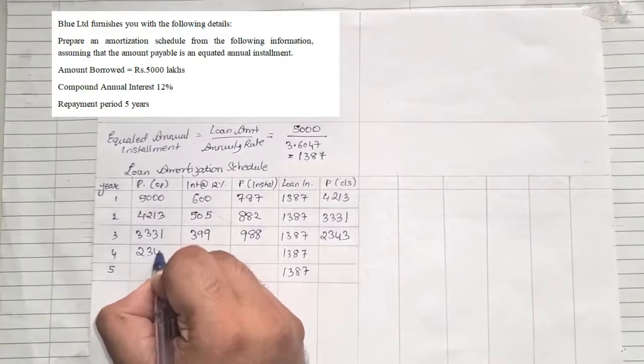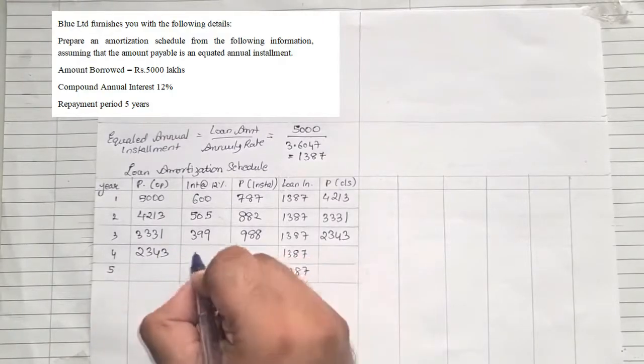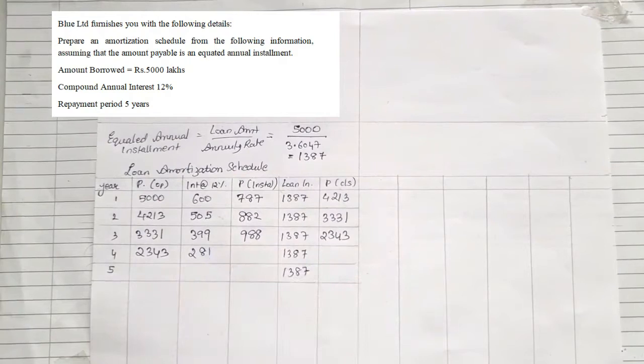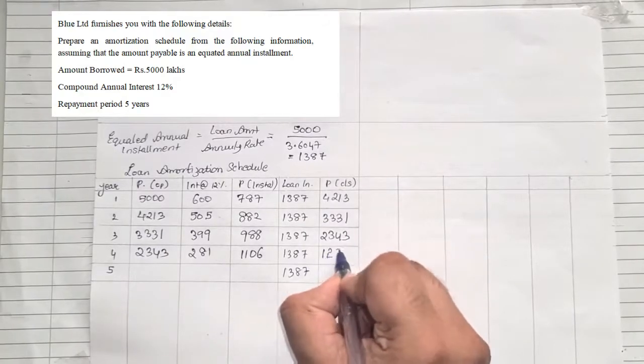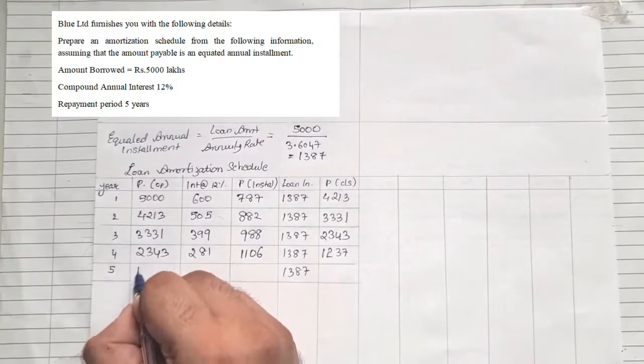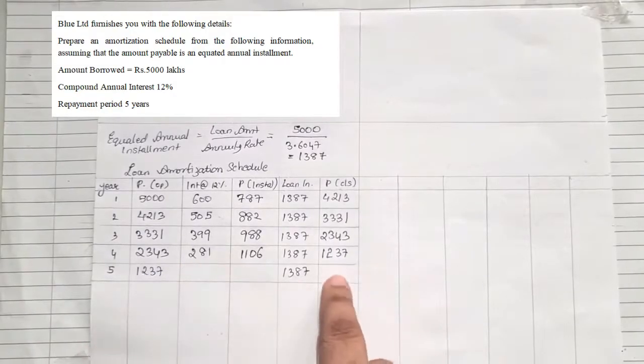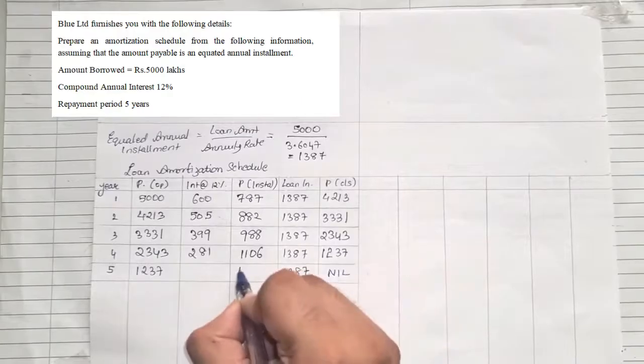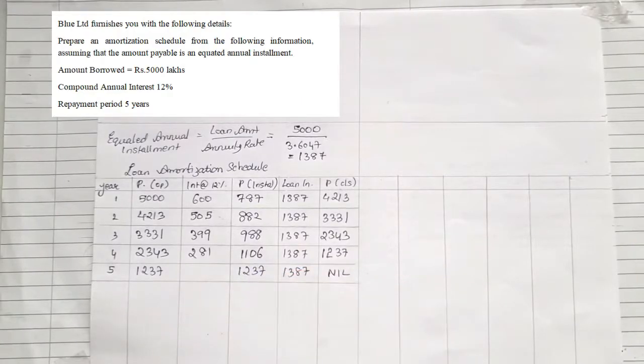Last year's closing will become this year's opening, 2343. On that I will take 12% interest, so I'll get 281. Again 1387 minus 281, the balance will be 1106. 2343 minus this amount will give you 1237. Last year's closing becomes this year's opening, 1237. Now at the end I want it to be nil, so the principal will be 1237, and 1387 minus 1237 will be the interest, which comes to 150. Okay, that is how we need to solve the loan amortization schedule.